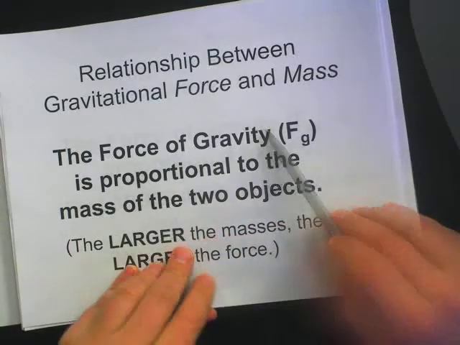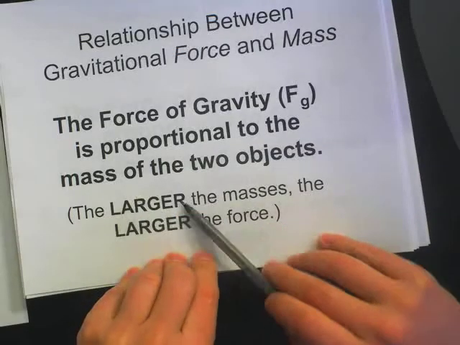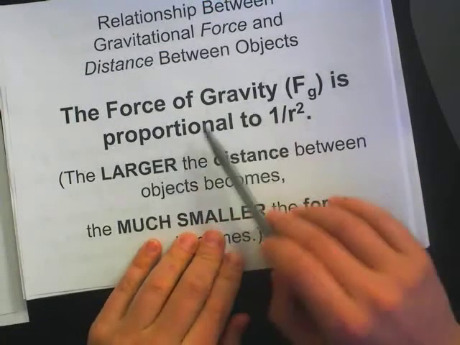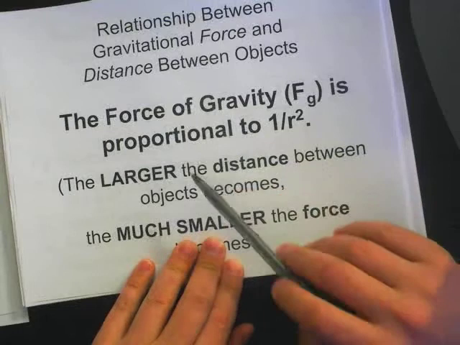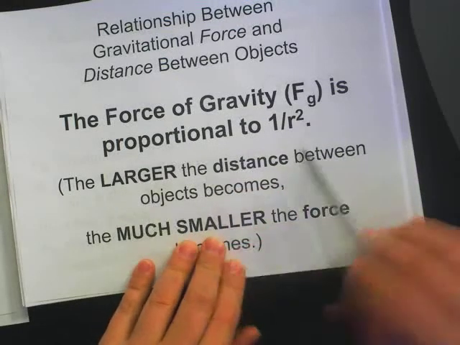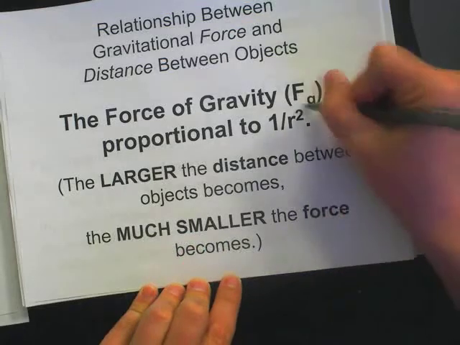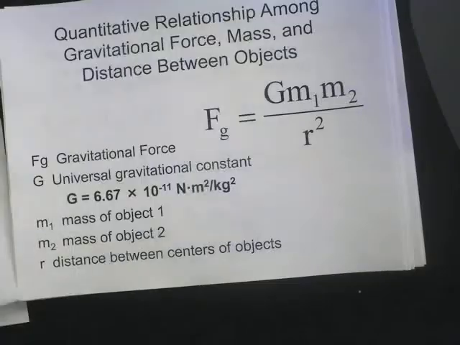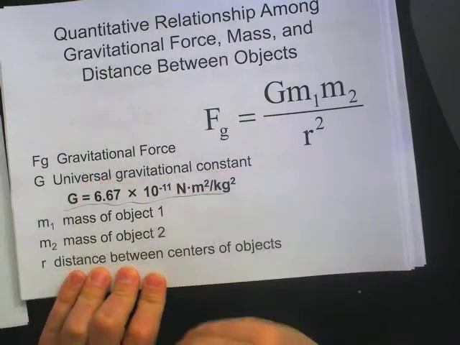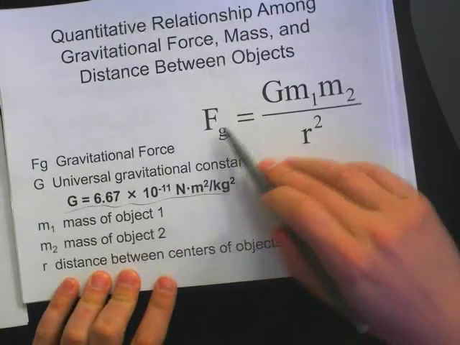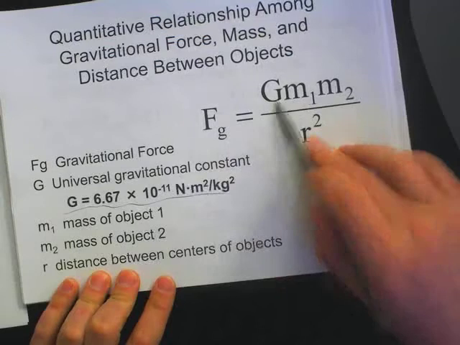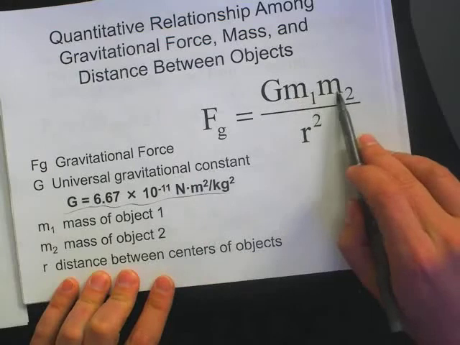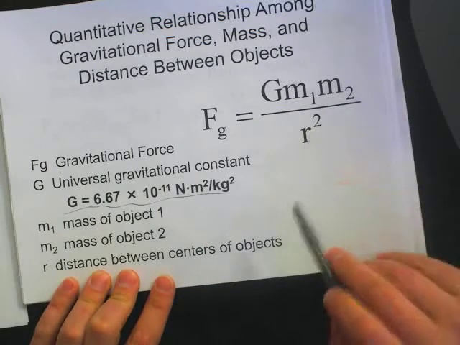The force of gravity is proportional to the mass of the two objects, which means the larger the masses, the larger the force. The force of gravity is proportional to 1 over r squared, or inversely proportional to the distance squared, which means the larger the distance, the much smaller the force. Now notice, because it's r squared, a larger distance doesn't just give a smaller force, it gives a much smaller force. Adding in the constant that simplifies the equation, the force of gravity is always equal to the constant 6.67 times 10 to the negative 11th, times the mass of one object times the mass of the other object, divided by the distance squared.